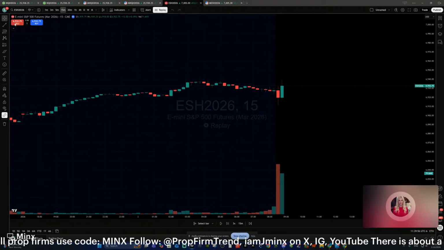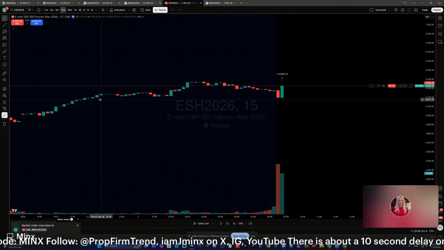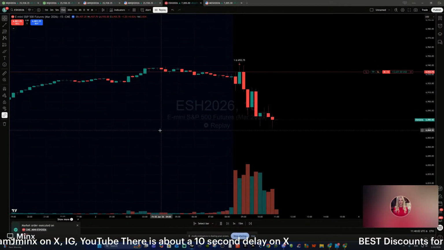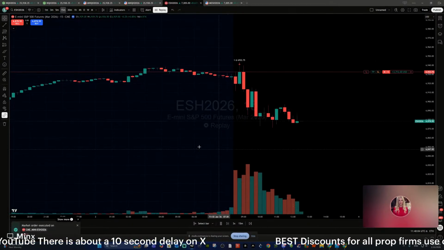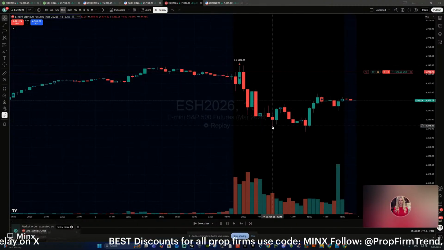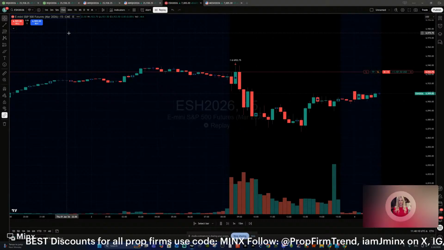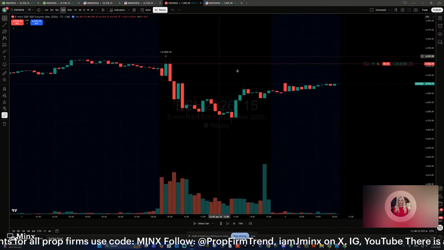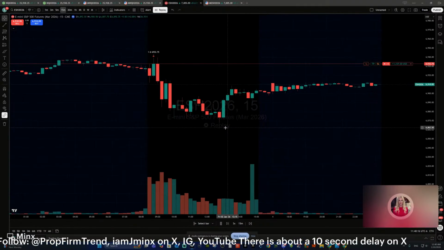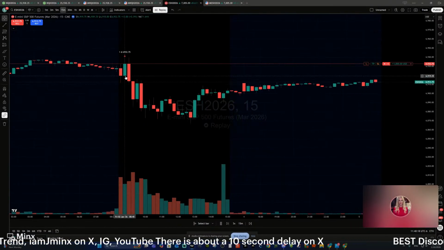So if we sold at this one contract, although I don't trade ES anymore, it's been many years, it is definitely not as volatile as NQ, just so you guys know.